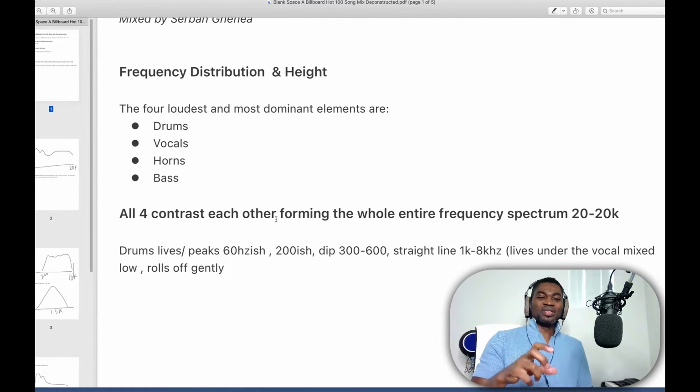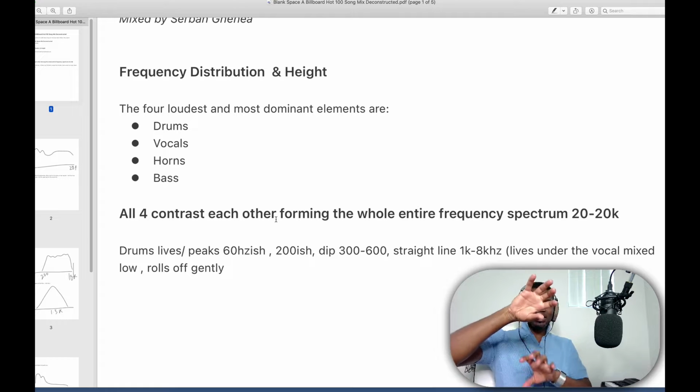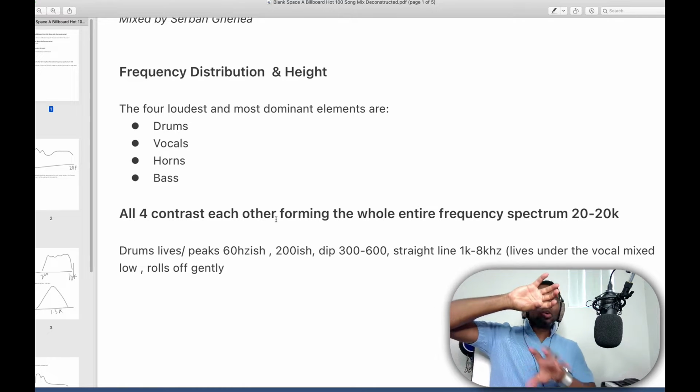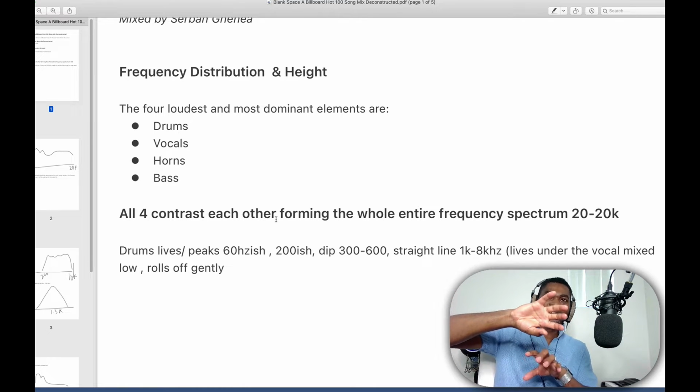So the drums live in the 60-ish and the 200. There's 200 and there's 60. 200 is higher than 60. What's on the 60? Who can guess? The kick, the sub of the kick, is in the 60. What's on the 200? The snare drum.